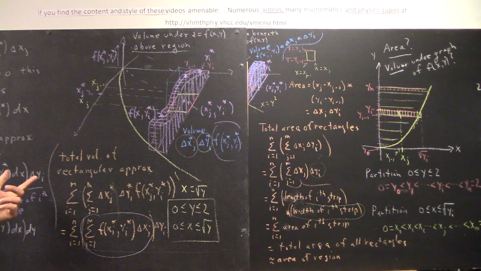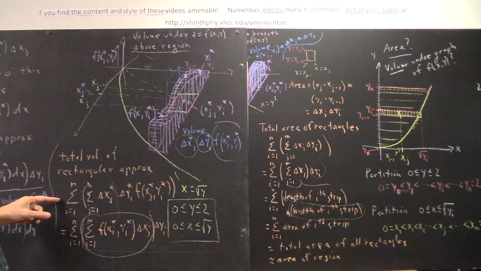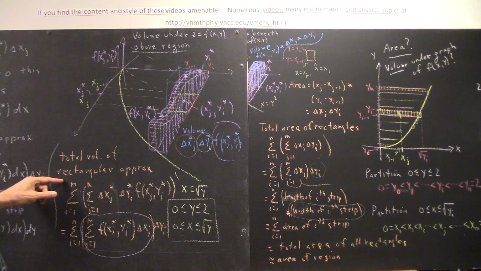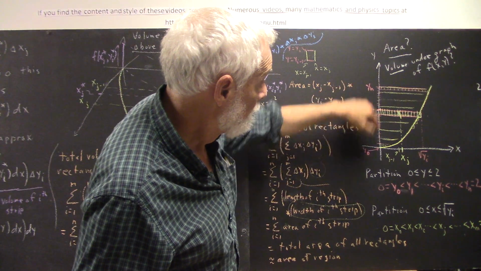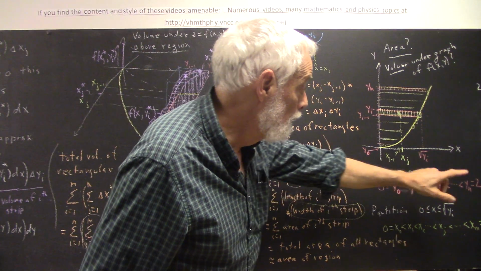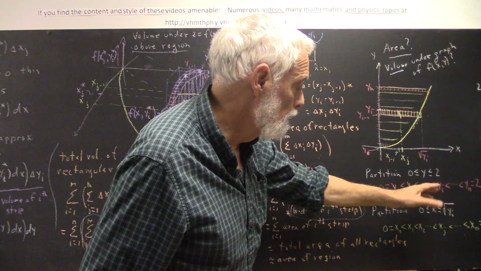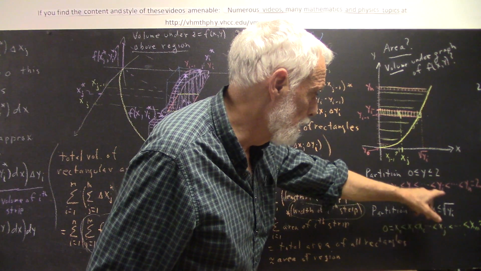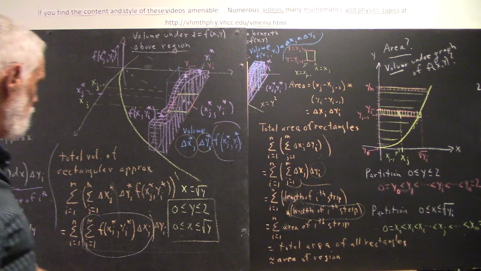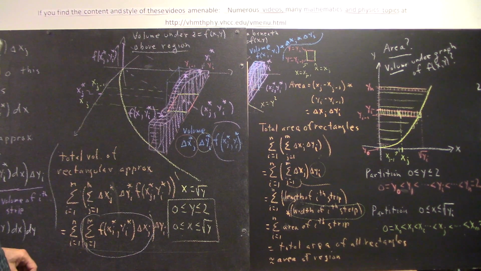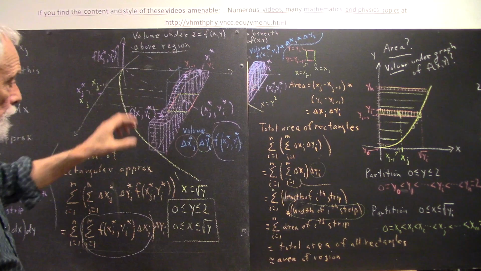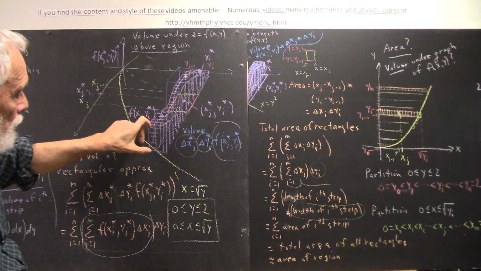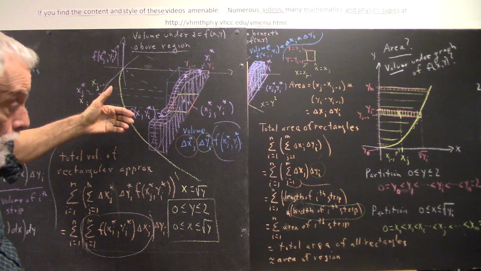Okay. Then what do I do? Well, I sum all of those up from i equals 1 to n. Well, i equals 1 to n takes all the y strips, y's evaluated from y0 to yn in the partition, y sub i being the typical index in the partition. So I'm summing up all the volumes of all the rectangles in all the strips.